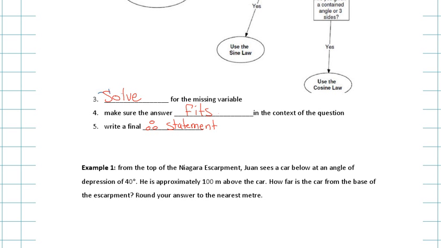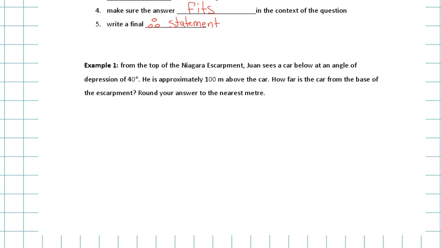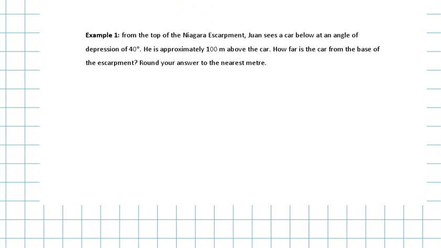Let's read that question. From the top of the Niagara escarpment, one sees the car below at an angle of depression of 40 degrees. He is approximately 100 meters above the car. How far is the car from the base of the escarpment? Round your answer to the nearest meter.